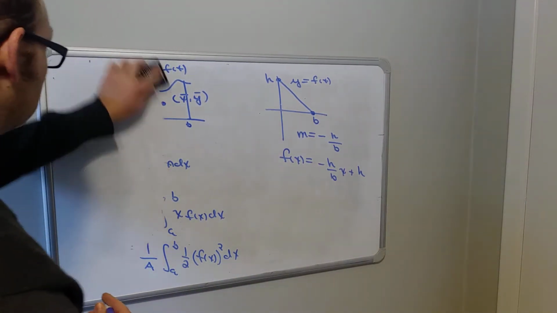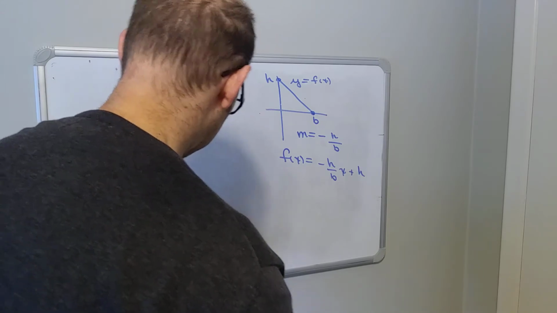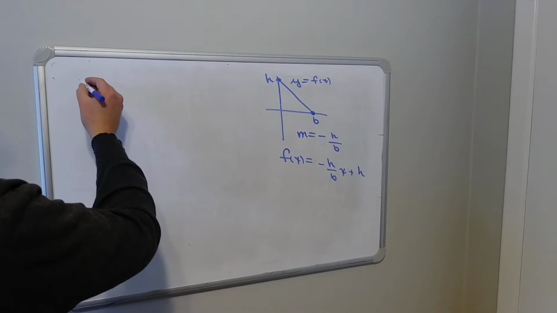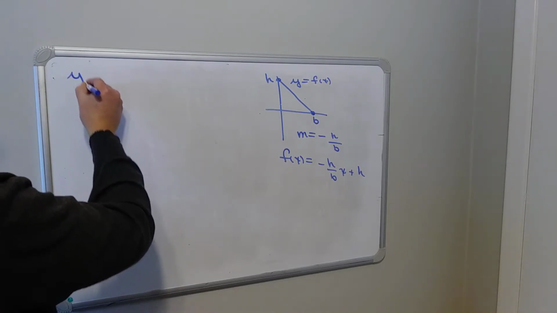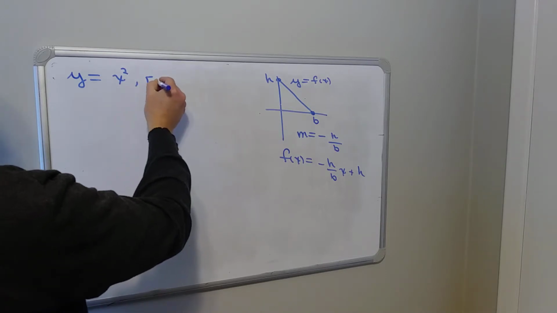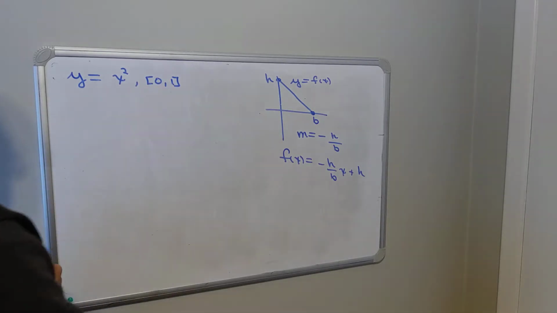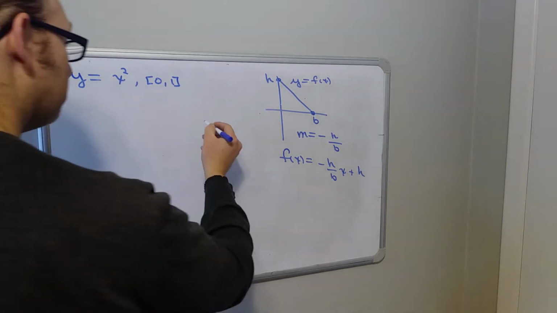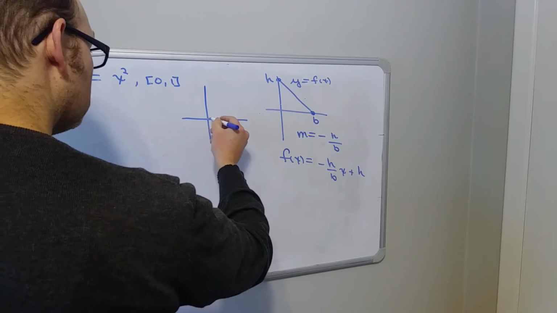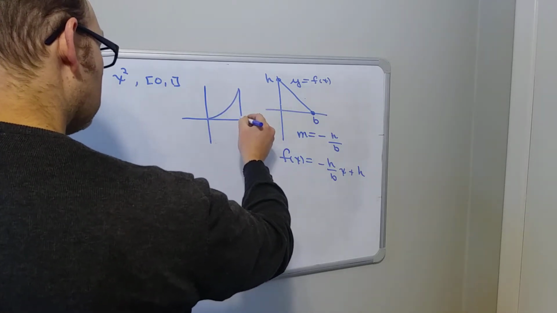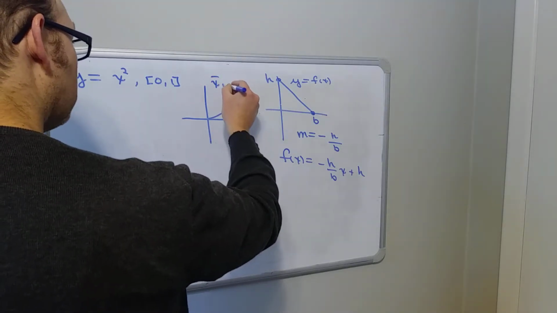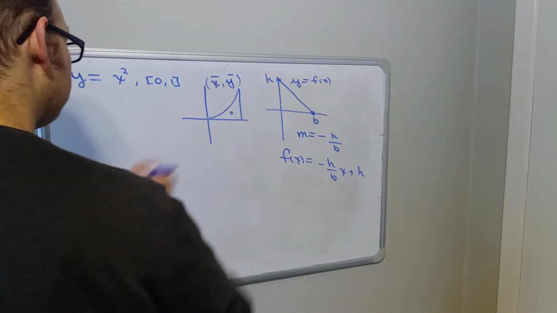Alright, so let's try our favorite non-trivial example, the parabola. So y is equal to x squared on the domain from 0 to 1. Alright, so our picture is something like this, and we're trying to find the center. That center would have coordinates x bar, y bar.